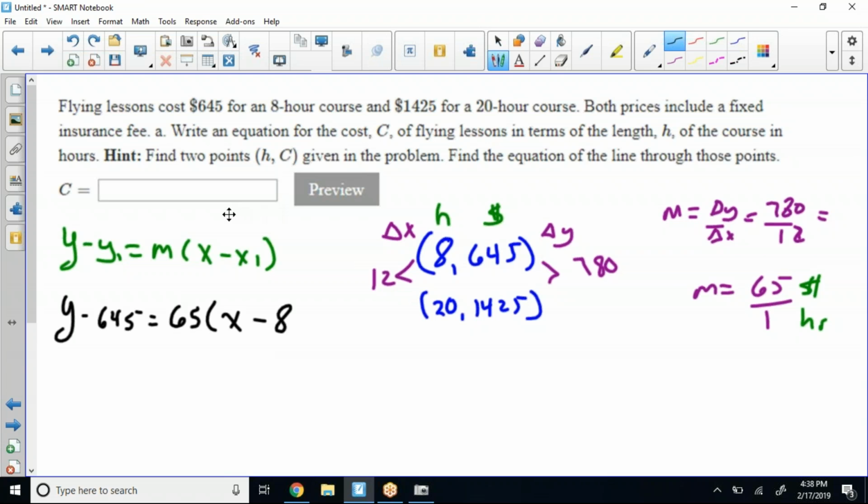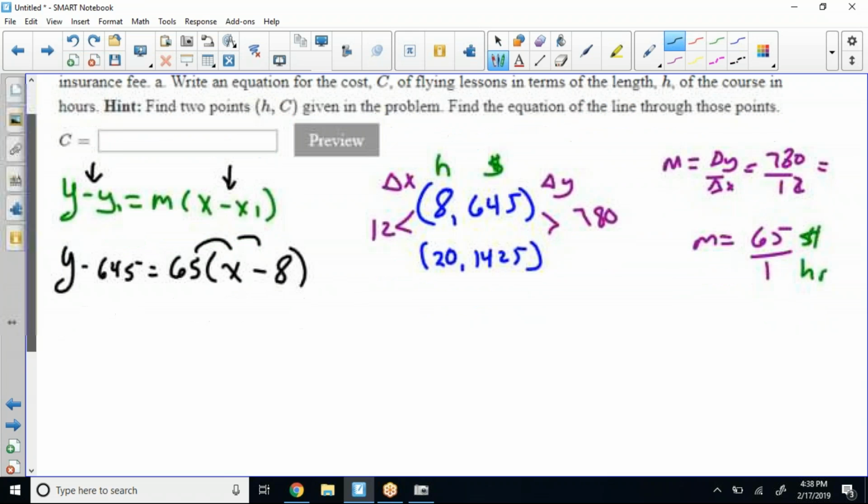Note that because it's y minus, when you plug them in, they're going to change signs. So if they were positive coordinates, they would become negative, right? And if they were negative, then they would become positive. So just make sure you're aware of that.